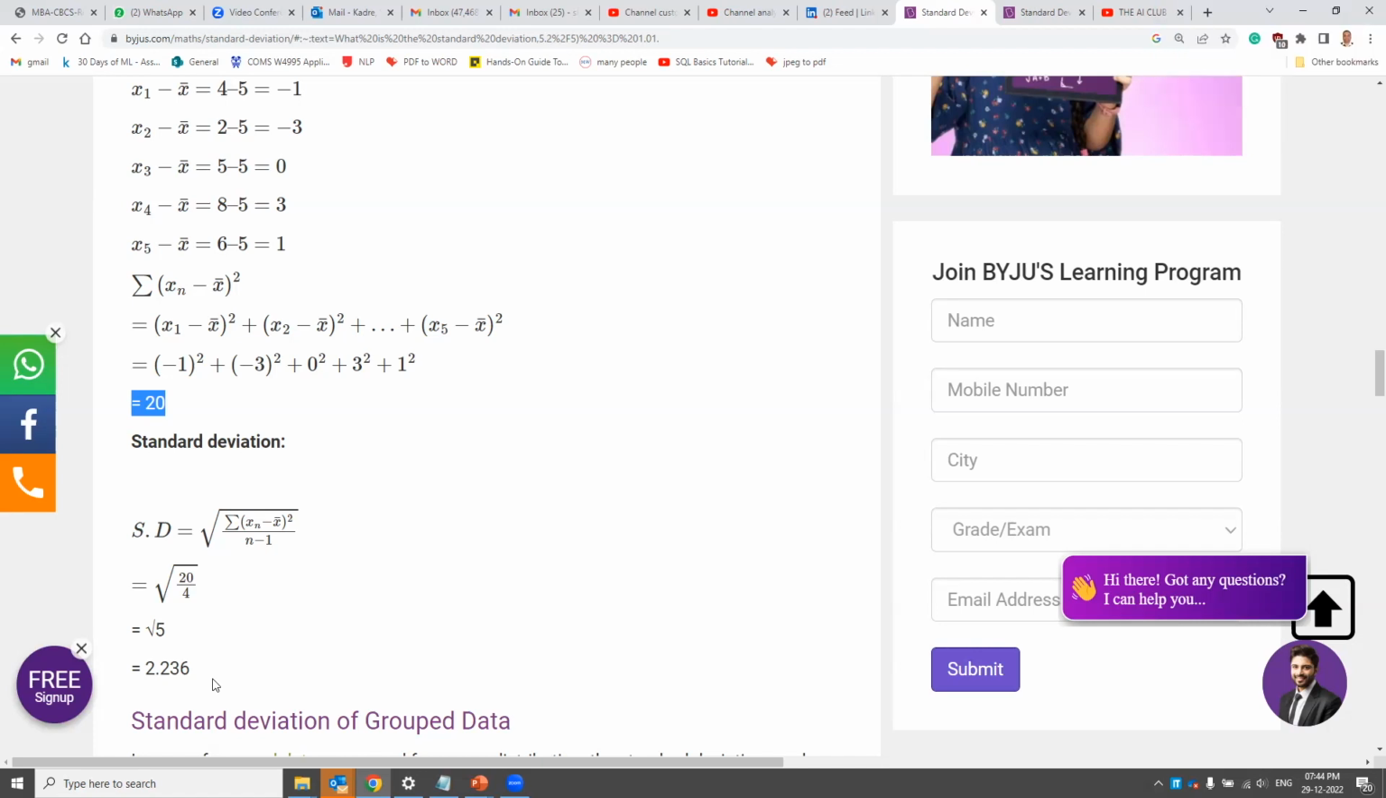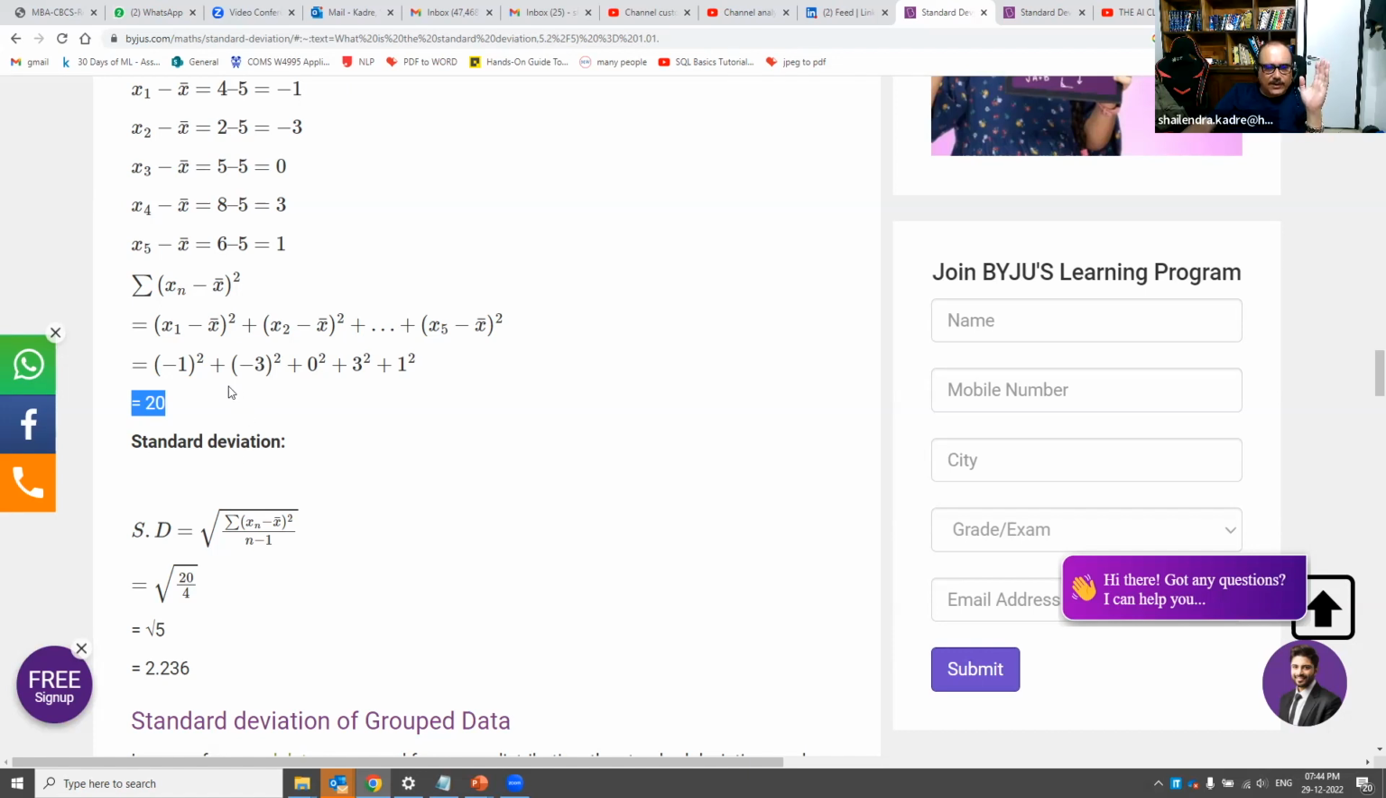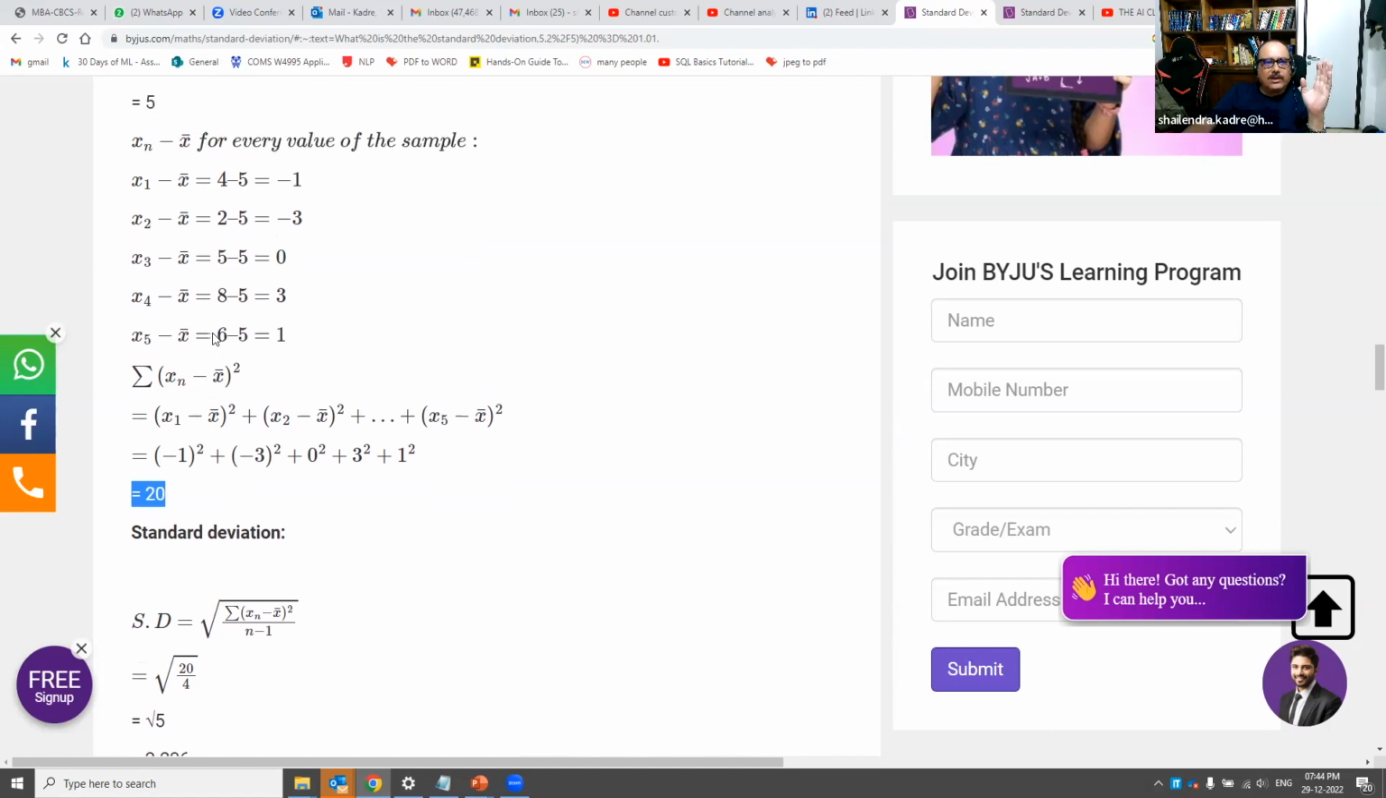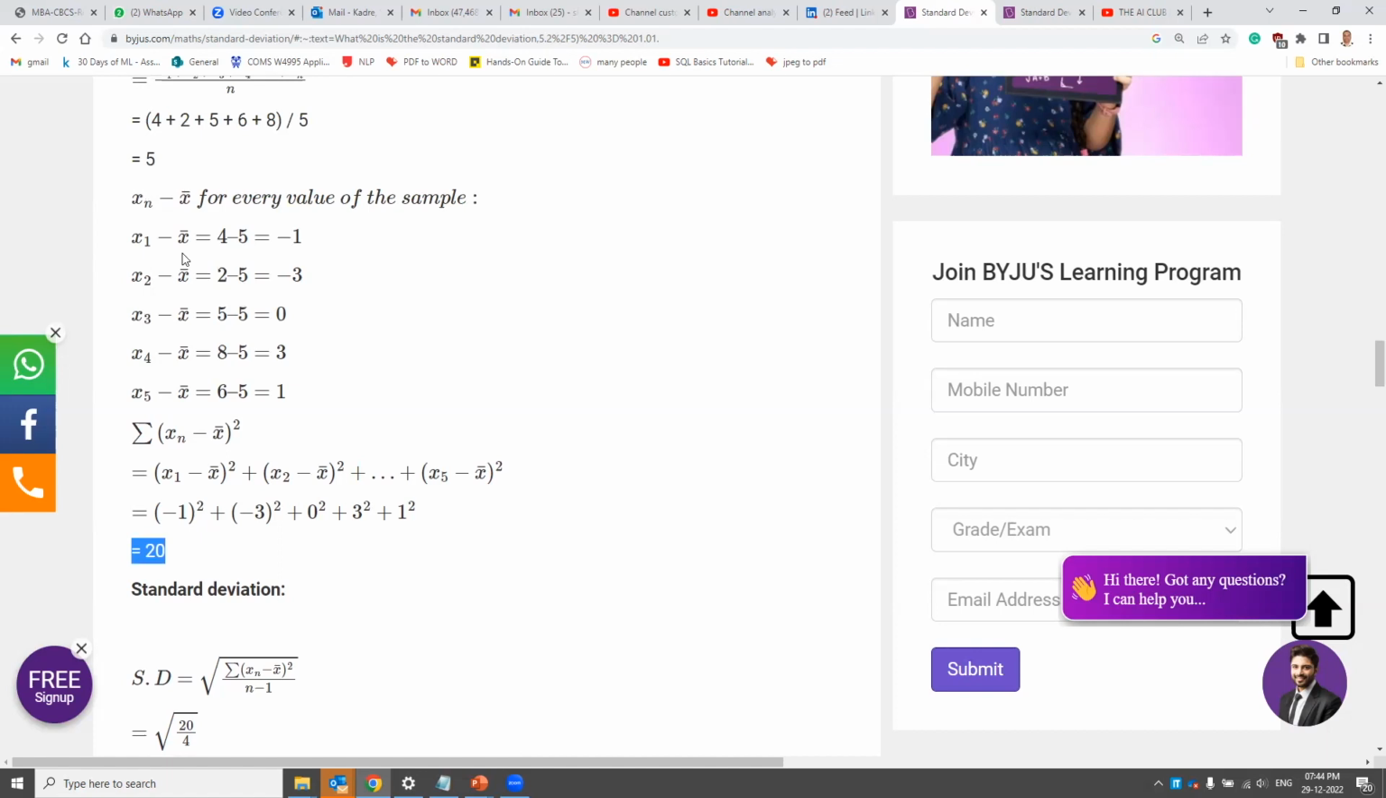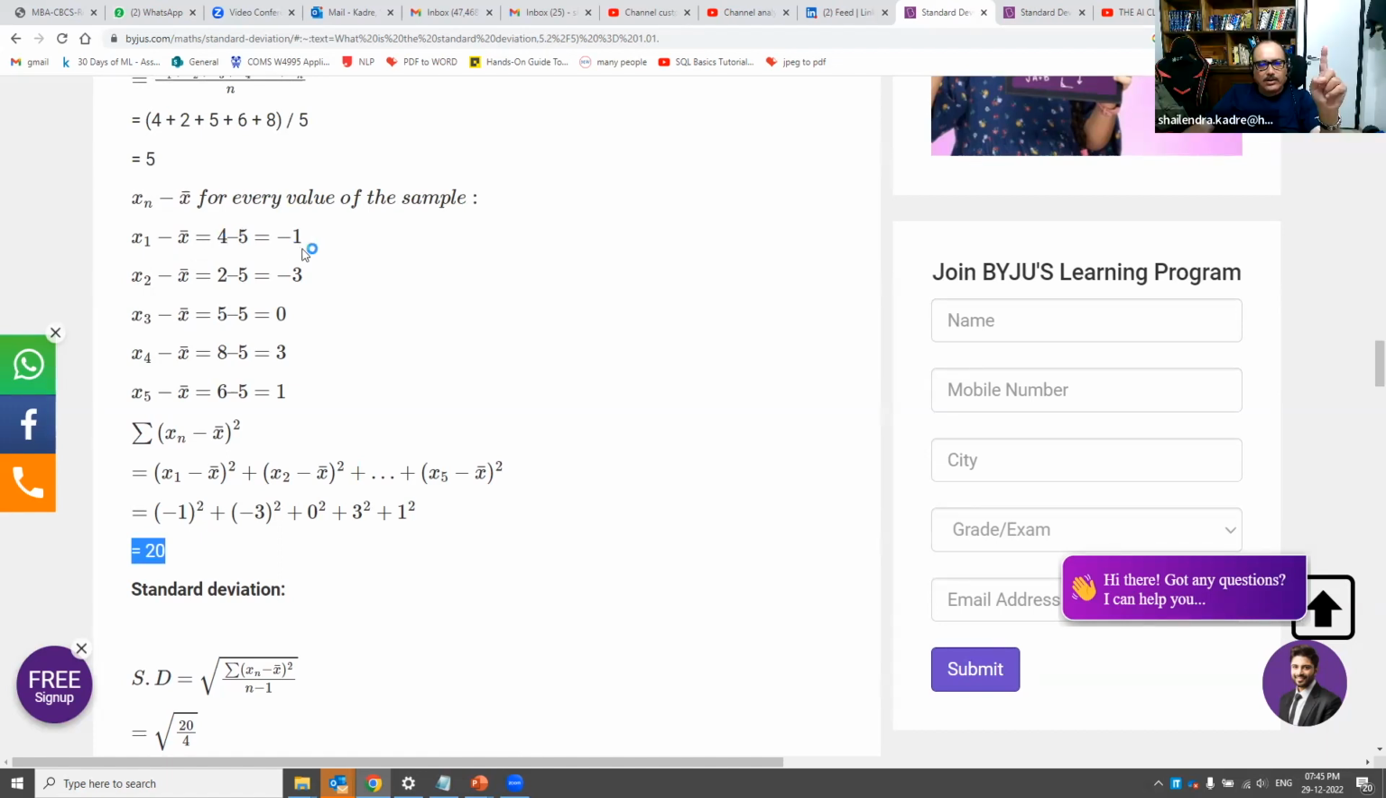Sir, the first two steps I did not understand. Which two steps are you not understanding? How we got this. I understood 5, but how did we get this 2.236? See, I will explain again. This 5 is subtracted from every number. Clear? So we got minus 1, minus 3, 0, 3, and 1. You got this? Yes, sir.